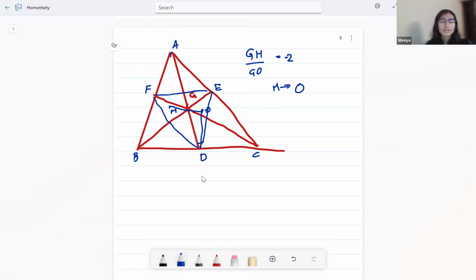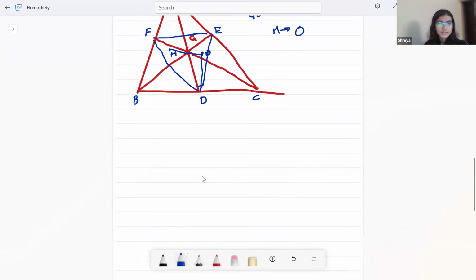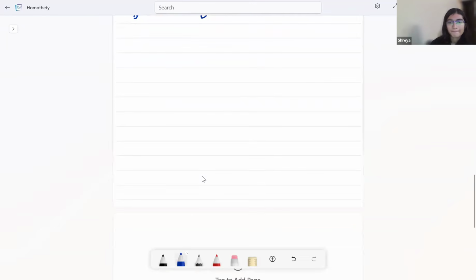So that's a really intuitive proof of the Euler line. I think there are some others, but this one I find really intuitive. Okay, there's one more problem. Let's do one more slightly harder problem, and then we can look at some theory.